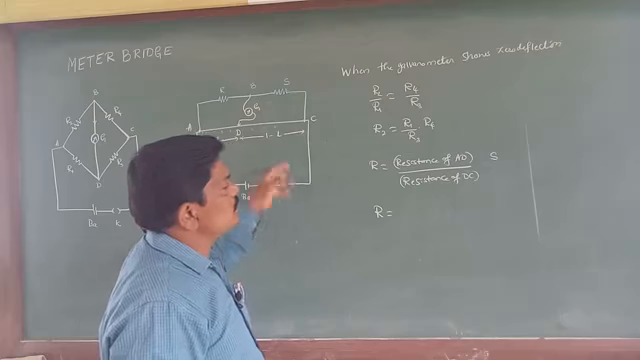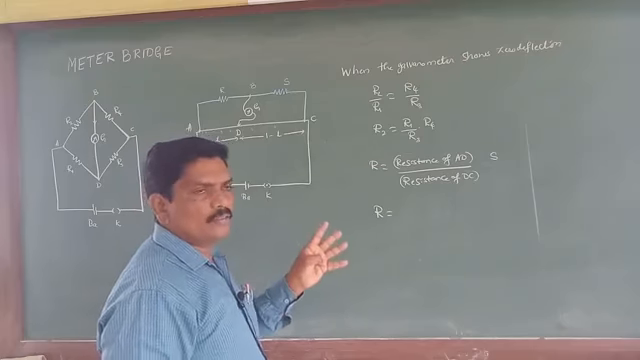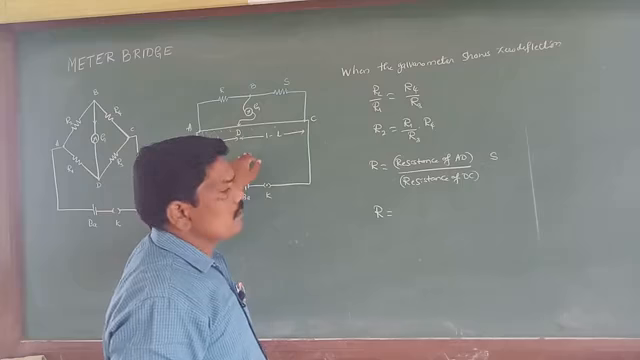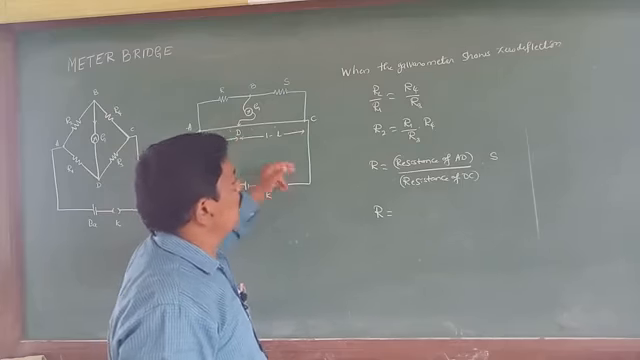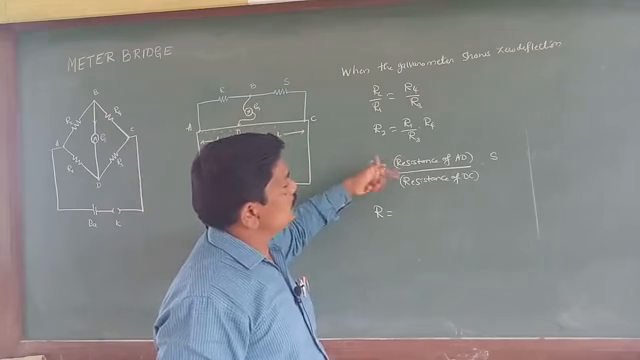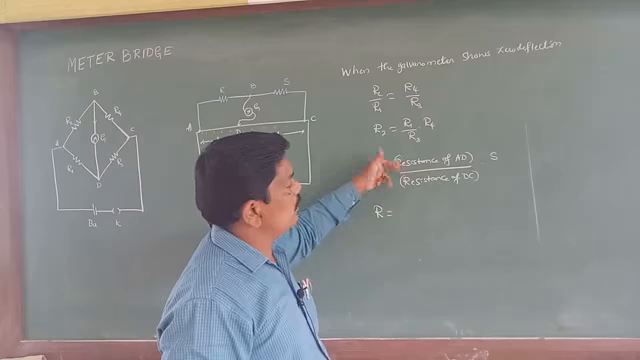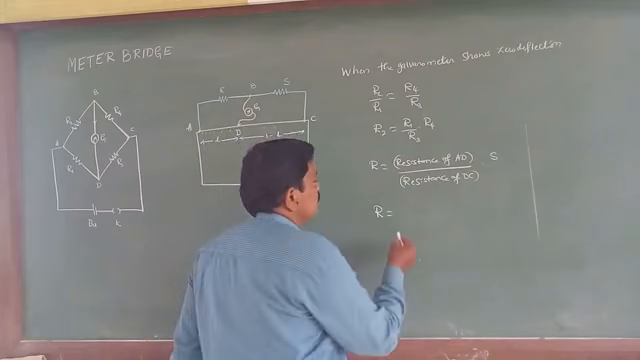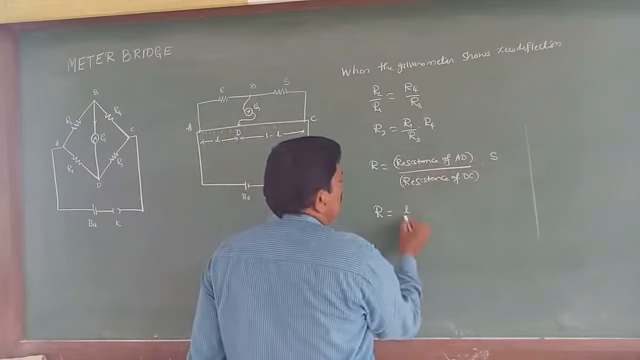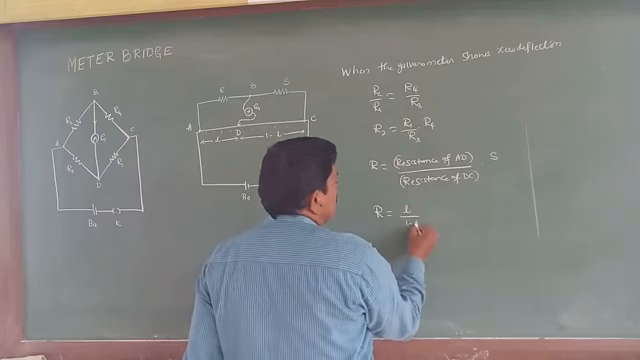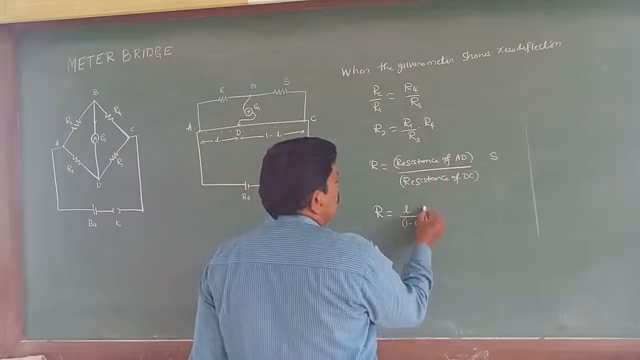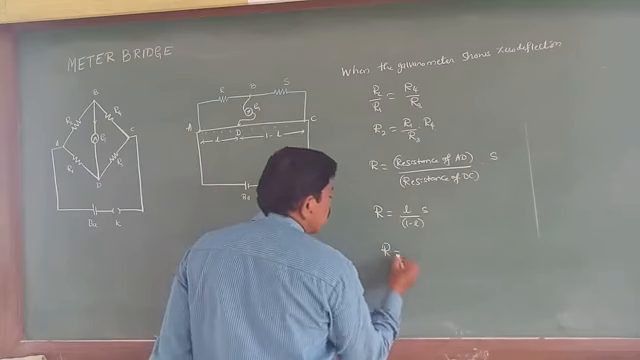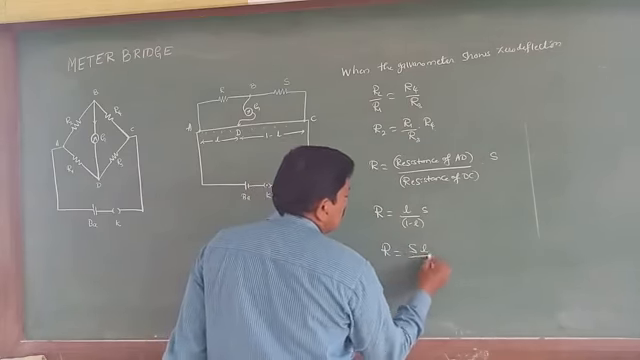So therefore resistance is equal to resistivity into length divided by area. The resistivity of both will cancel and the area of both will cancel. Only the ratio of lengths remains, so the ratio of resistances is the same as the ratio of lengths. Its length is L, its length is 1 minus L, so into S. Okay. Therefore we can write the unknown resistance R equal to S into L divided by 1 minus L.